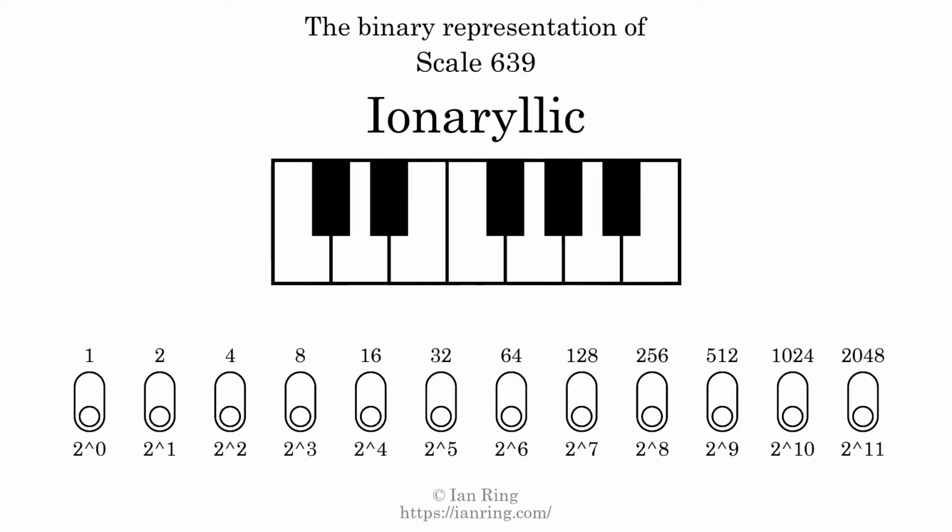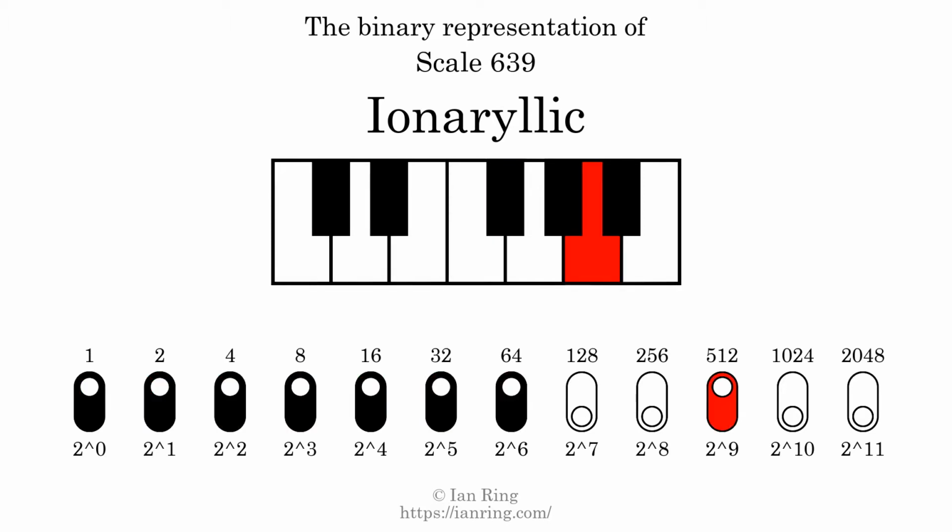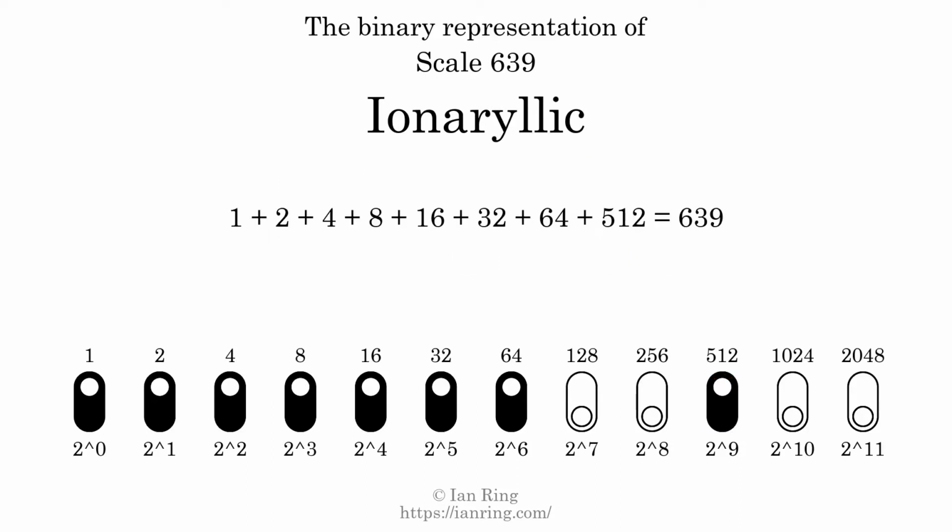The binary representation of this scale is determined by mapping tones of the scale to binary digits. Each binary digit represents a power of 2. To get the scale number, we add the powers of 2 together. The powers of 2 that are present in the scale, all added together, equals 639. That is why the scale number, in decimal, is 639.